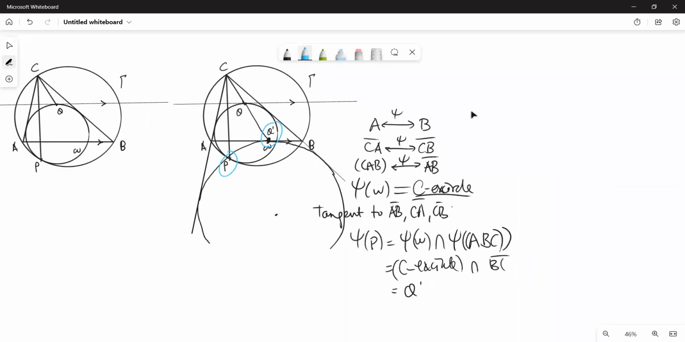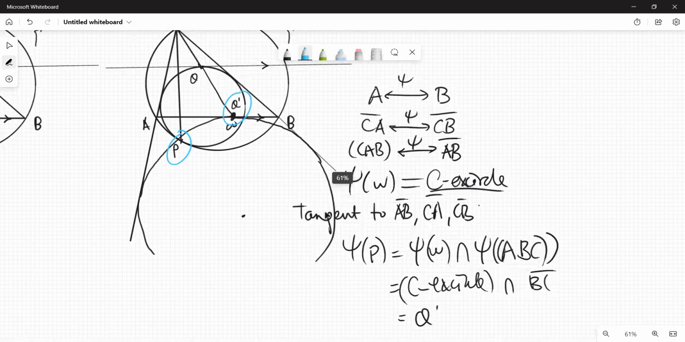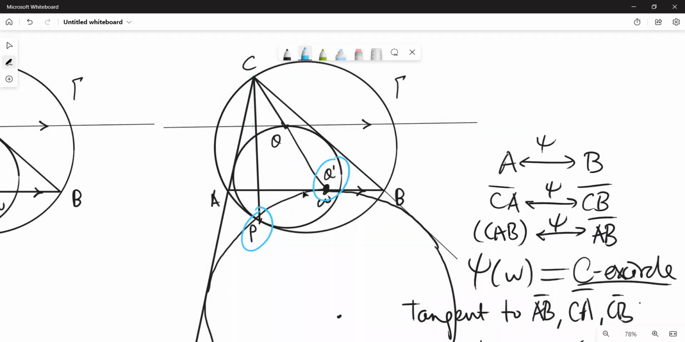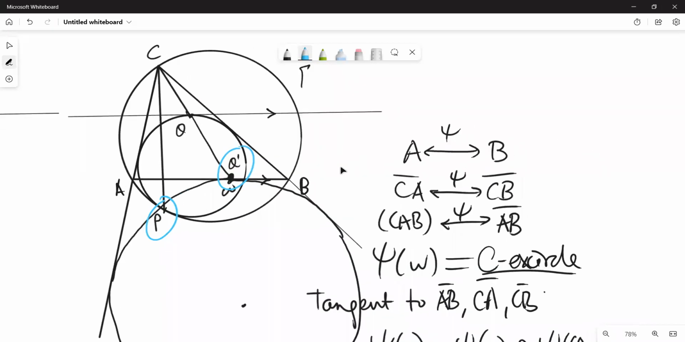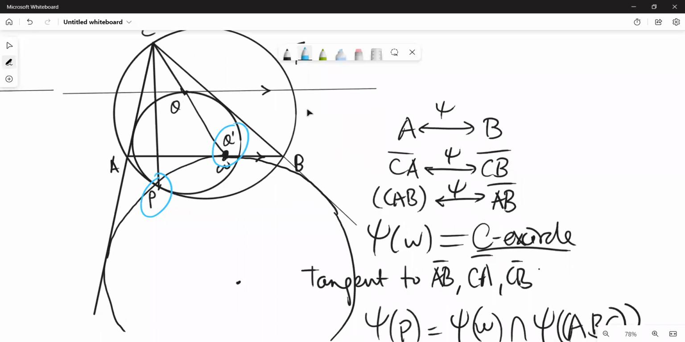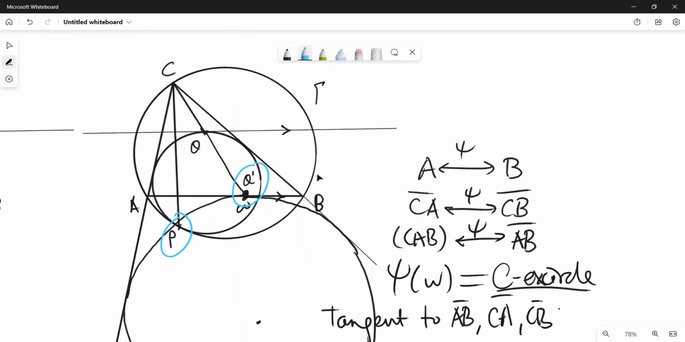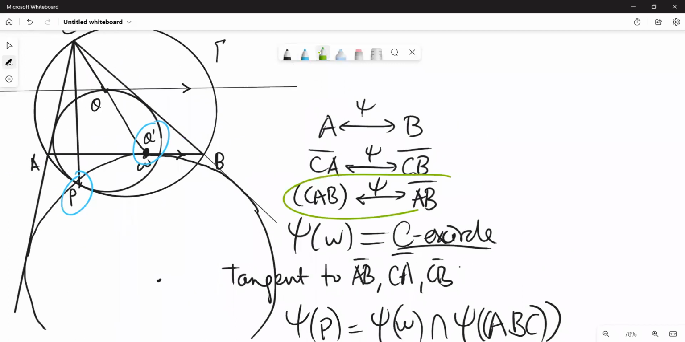Why is phi omega tangent to AB? Good question. So omega itself is tangent to the circumcircle ABC. That means that images must be tangent as well. But what's the image of ABC? The image of ABC is AB. So the images must be tangent. That means phi omega must be tangent to the line AB.